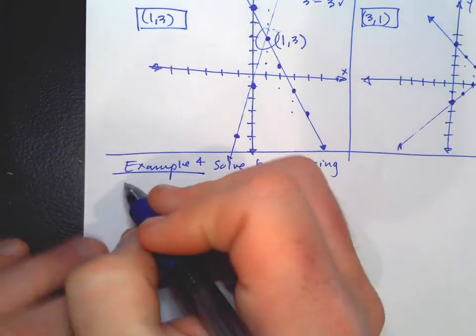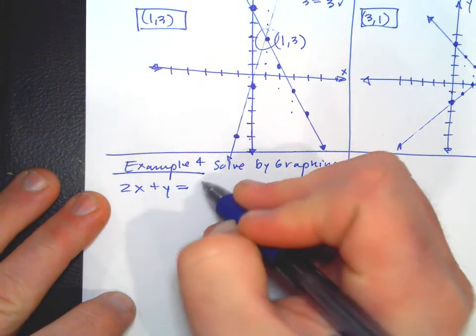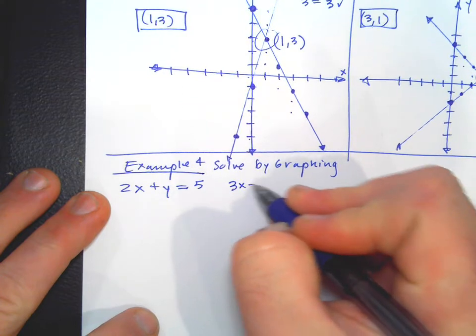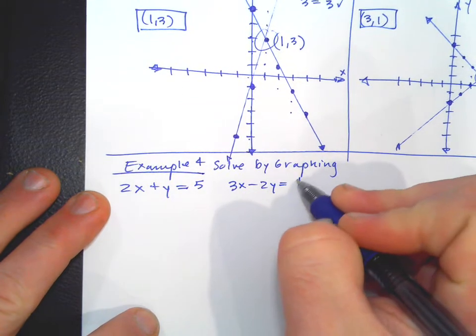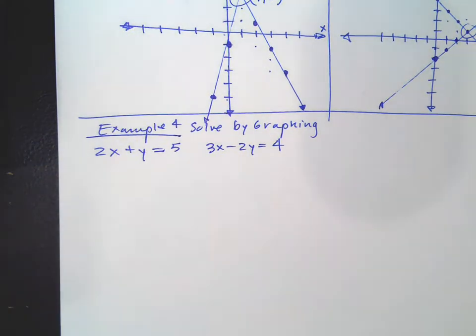And the equations are going to look like this. 2x plus y equals 5. And 3x minus 2y equals 4. And we're going to solve by graphing. Now, what's the big difference here? This one's a little different than last.